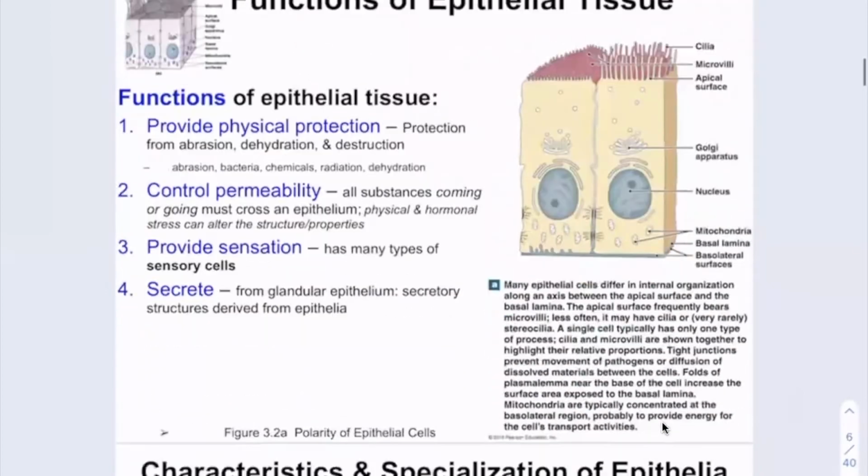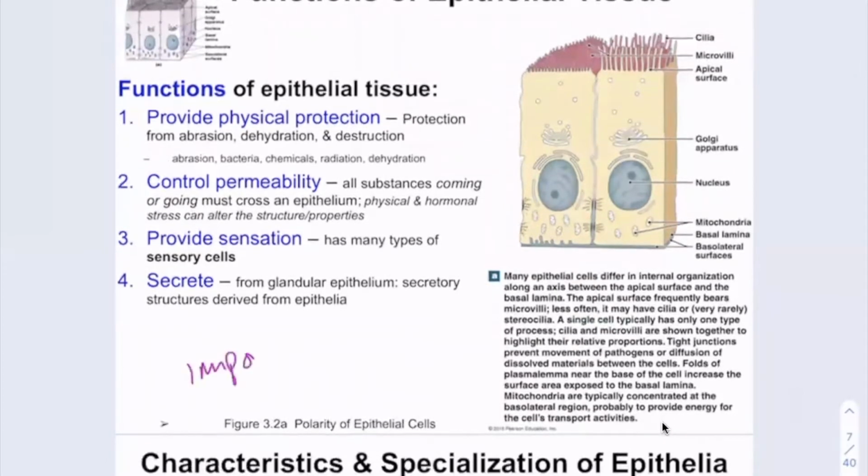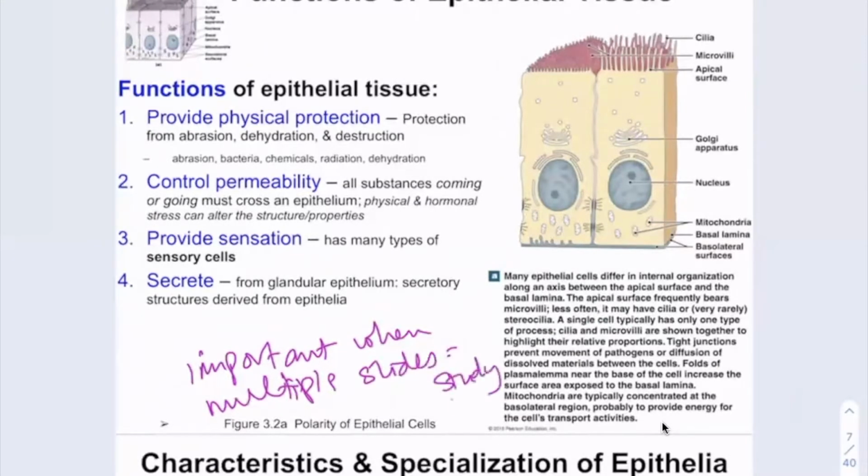And it's really important to understand these functions, right? So there's now 2 slides going over the functions, and therefore it is important when you see multiple slides on something, it means study these, right? So I'm not putting multiple slides up for no reason, right?